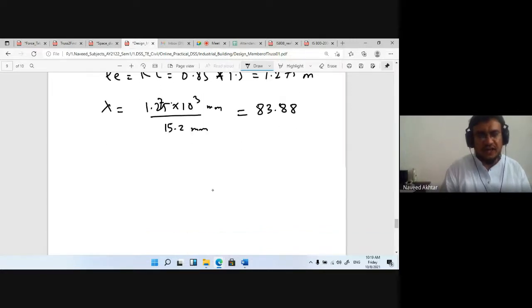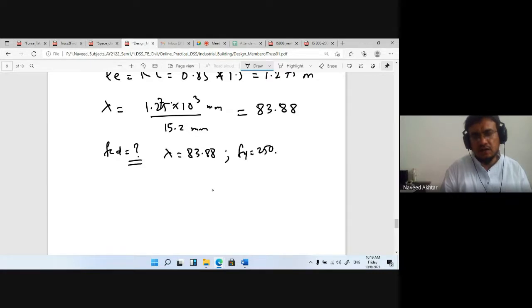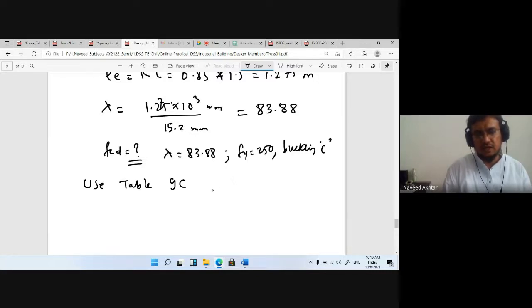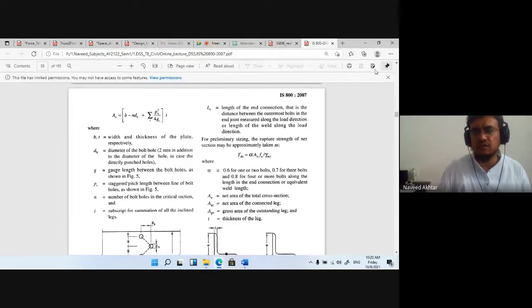Okay, now you have to find out the FCD. It is known. Now we know the lambda. We know the Fy. We know the buckling class. Okay. See. So you use table 9C to calculate FCD. I will again come to the table 9C in our IS code.